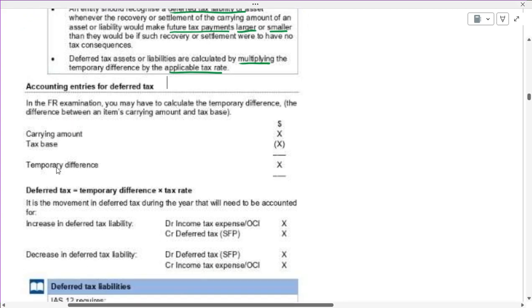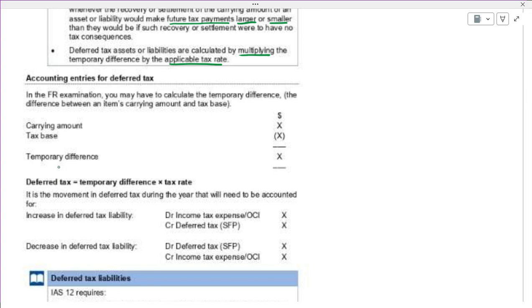In the FR examination you have to calculate the temporary difference: the difference between the carrying amount and the tax base. The carrying amount is as per the financial statements, and the tax base is as per the tax applicable for that transaction. This is the process.